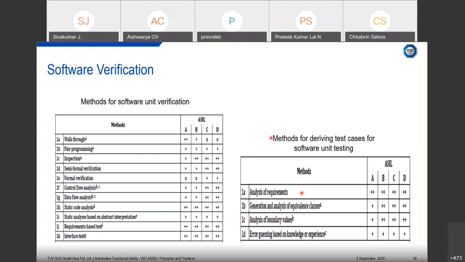And also, as I said, these are the test case derivation methods, which ensure the completeness aspect or the coverage aspect of the test cases. That is very important, I can say. Okay, that will bring you the consistency of the process which you are following. So the analysis of requirements, equivalence classes, boundary values, error guessing. These are the different methods that need to be followed to create the test cases.